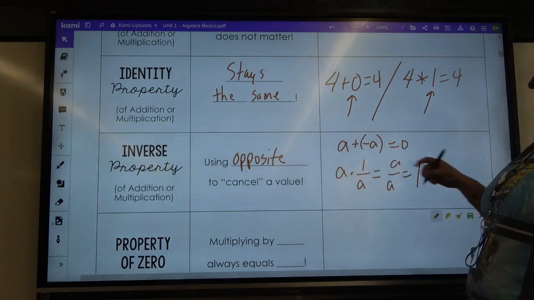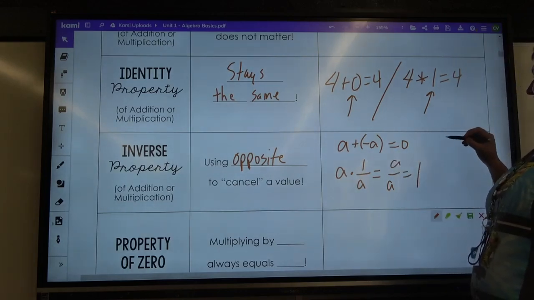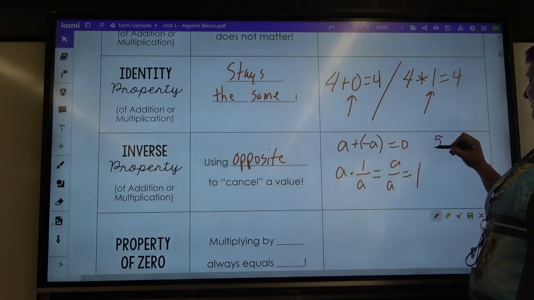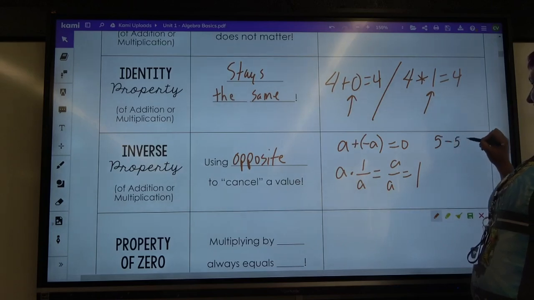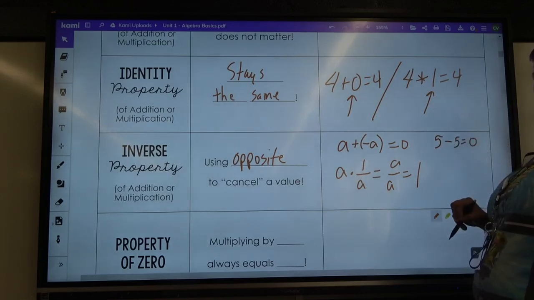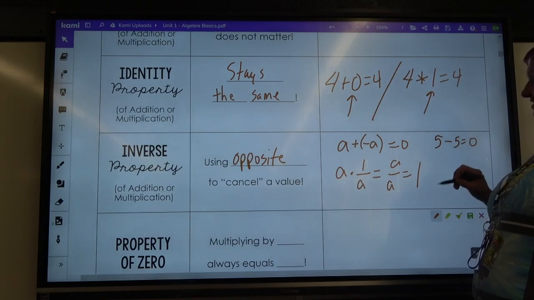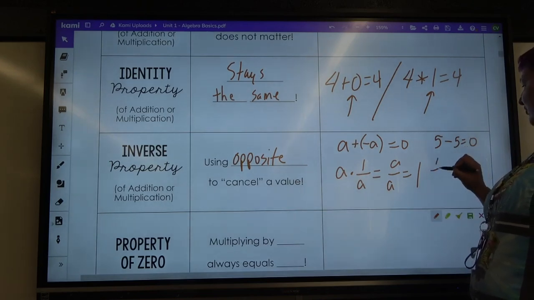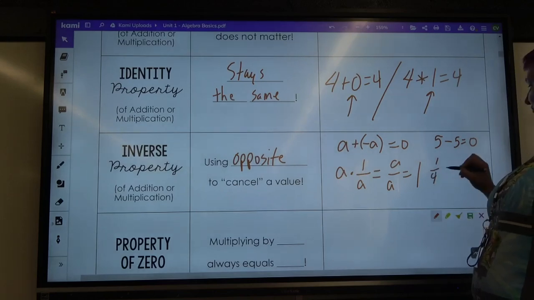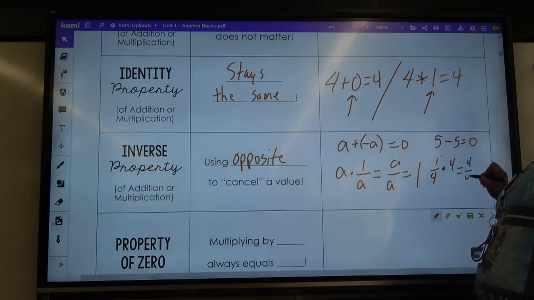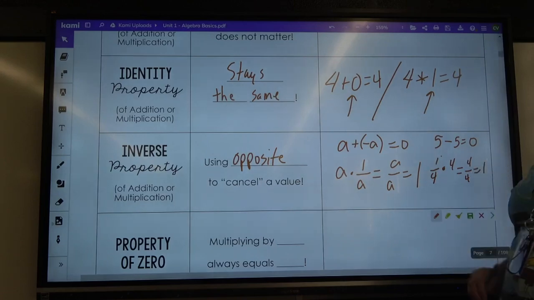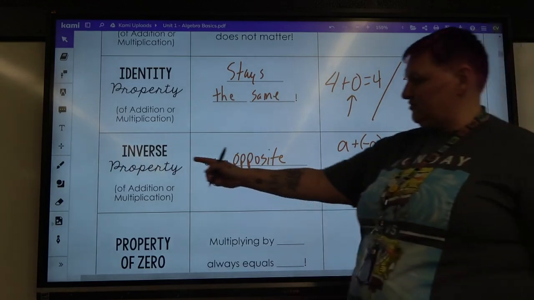So let's do this without the letters. Say you had 5 and you wanted to get rid of it. Well, you do the opposite. You subtract 5. That gives you 0. Say you had 1/4 and you wanted to get rid of it. Multiply it by its opposite. Flip it over and multiply. You're going to end up with 4 over 4, which is 1. Opposites. It's called the inverse property.